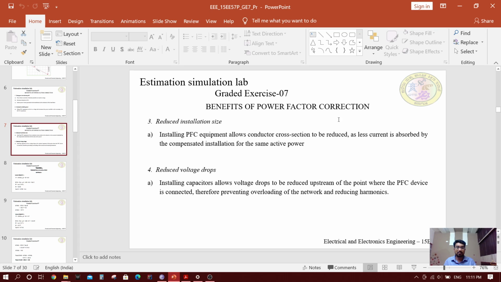With the power factor correction we can have reduced voltage drops. With the reduction in voltage drops we can have better harmonics in the circuit, and also the overloading that may be present in the network can be eliminated.